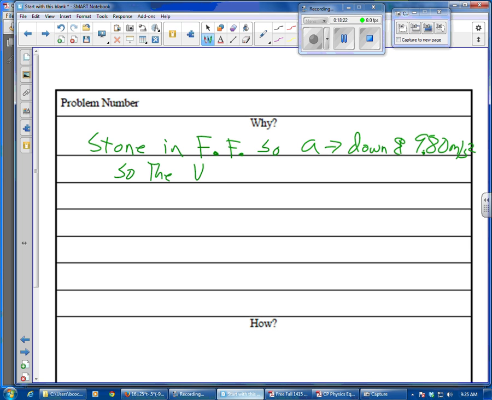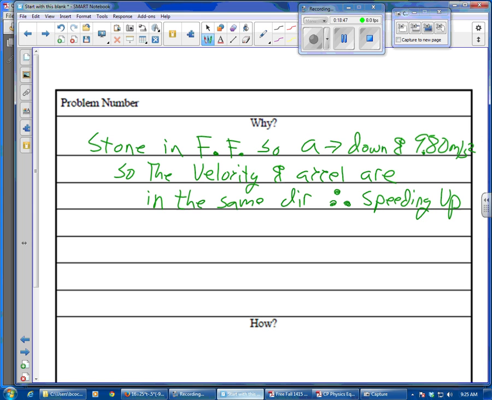Because the velocity and acceleration are in the same direction, therefore speeding up. Remember, to speed up, it means your velocity and your acceleration are in the same direction. Slow down means they're in opposite directions. So the stone is speeding up because it was thrown down and it's accelerating down.